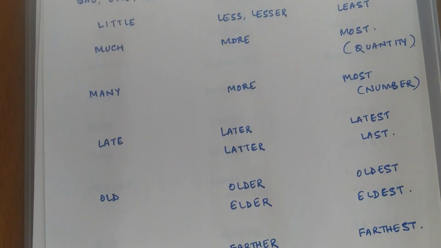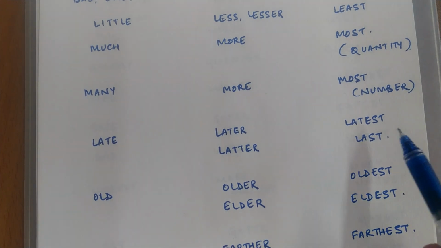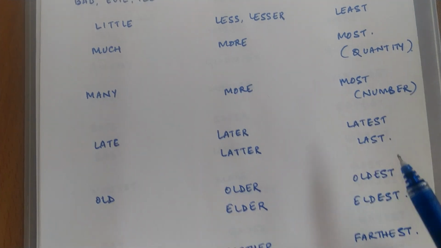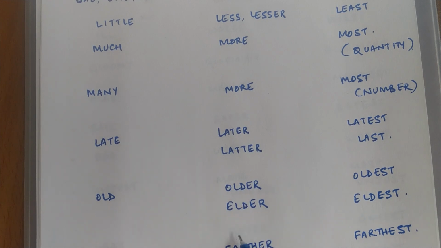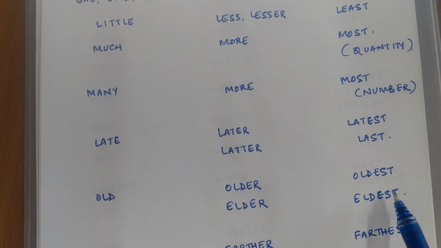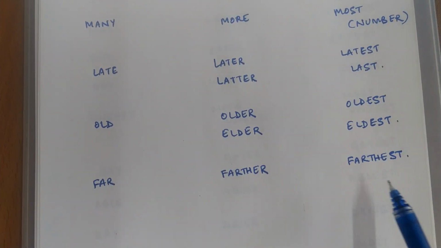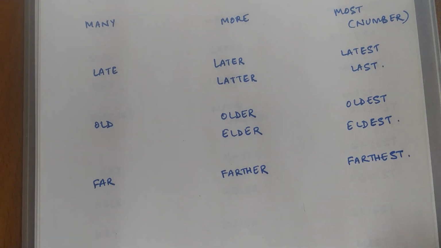Late becomes later, latter, and this becomes latest and last. Old becomes older or elder, and the superlative becomes oldest and eldest. Far becomes farther and farthest. So this is about irregular comparison.